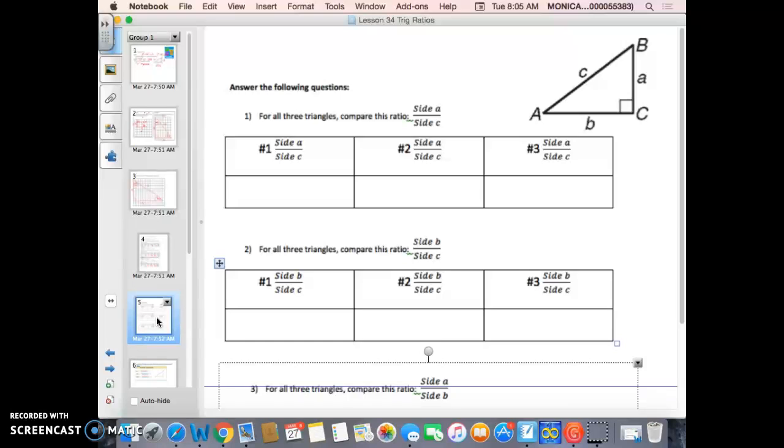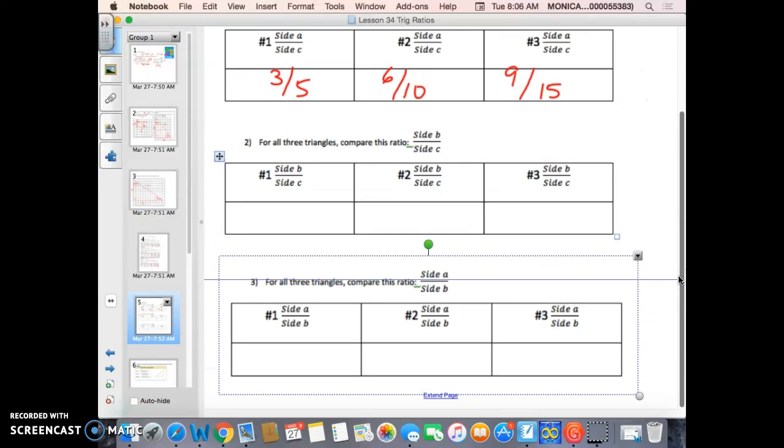All right, so now let's go ahead and compare these ratios to each other. So side A over side C in the first triangle was 3 over 5. In the second, it was 6 over 10. And in the third, it was 9 over 15. And what you should notice is that they're all similar to each other. If you divide this by 2, you get 3 over 5. If you divide this one by 3, you get 3 over 5.